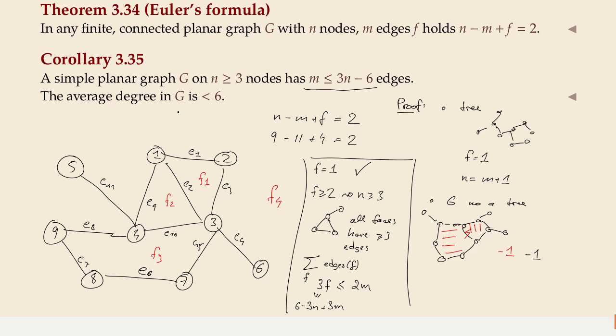The average degree of a node is just count all edges and divide by the number of nodes. Where's the 2 coming from? Because each edge connects to 2 nodes, of course. So the average degree would be at most 2m over n. And since m is strictly less than 3n, the average degree is strictly less than 6. 6, not 6n.